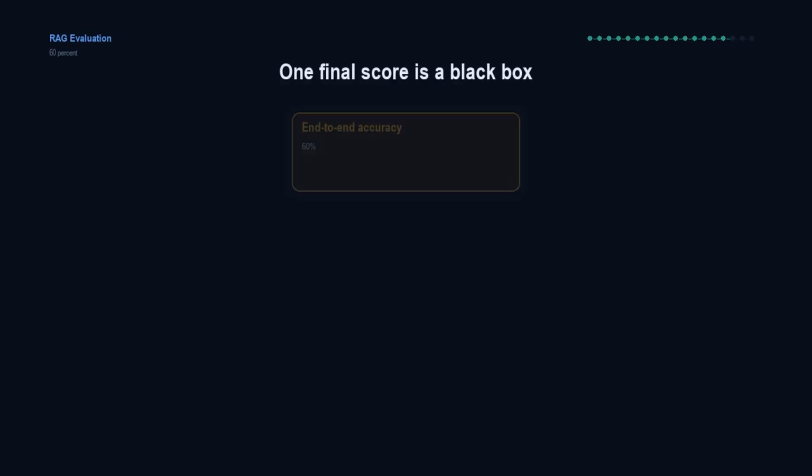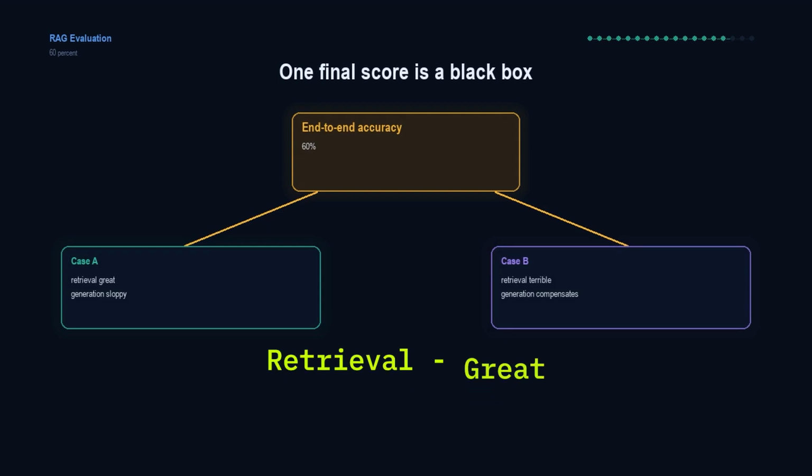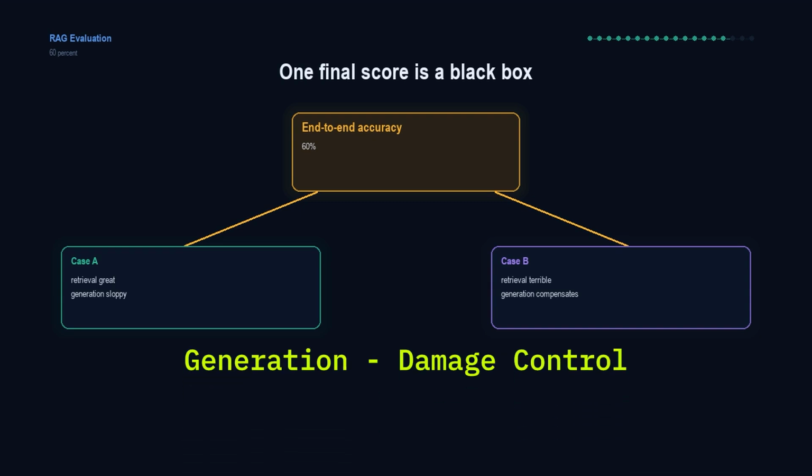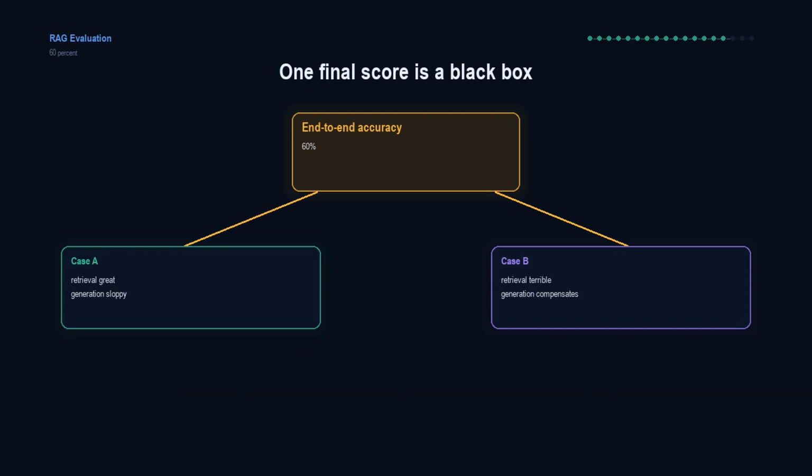So, why not just measure the final answer's accuracy and call it a day? Because that number alone doesn't tell you where to look. An end to end accuracy score of 60% could mean retrieval is great and generation is sloppy, or retrieval is terrible and generation is doing damage control. Same score, but a completely different fix.